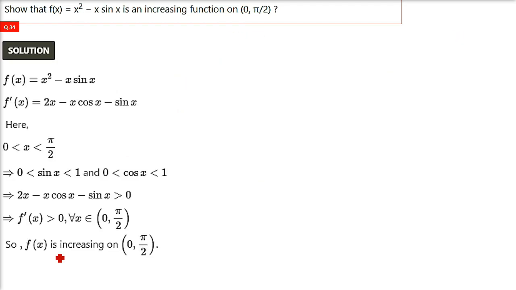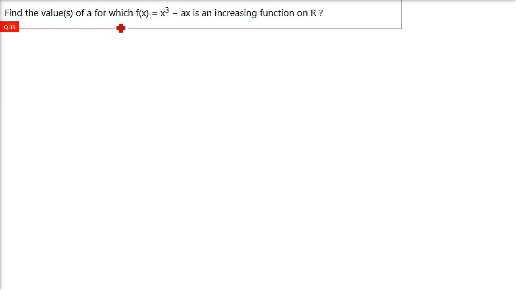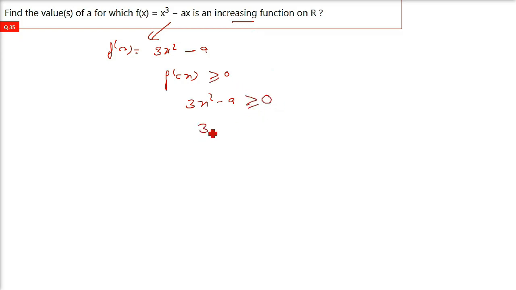Now how are we going to solve it? Writing is very important, which I explained to you. Find the values of a for which f x equals x cube minus ax is an increasing function on R. This is a very simple question. You just differentiate it. f dash x is 3x square minus a. Now you have to show that it is an increasing function on R, so f dash x should be greater than or equal to 0, that is, 3x square minus a should be greater than or equal to 0. Strictly increasing is always greater than 0. Normal increasing is greater than or equal to 0.